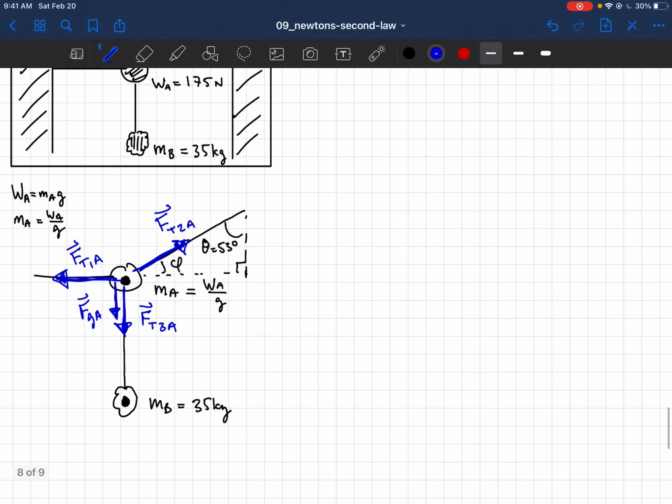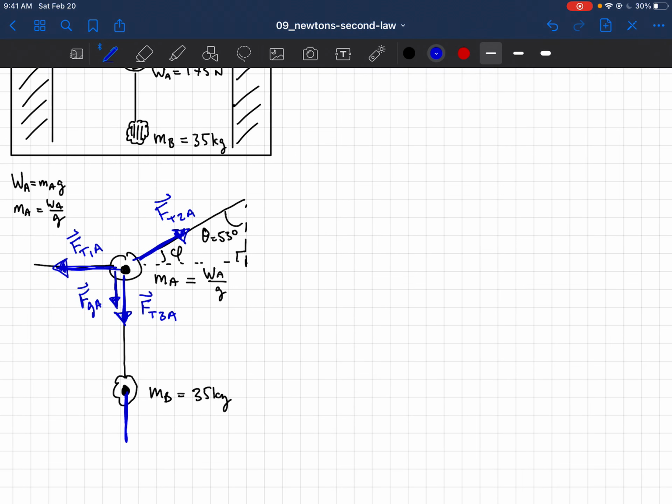Okay, mass B, well, that also has mass, so it should have a force of gravity acting down, so FGB. And you see that it's connected to a wire, so there's going to be a force of tension on it. There's only one tension for that, so I could call it just FTB. And that still allows me to have unique names.